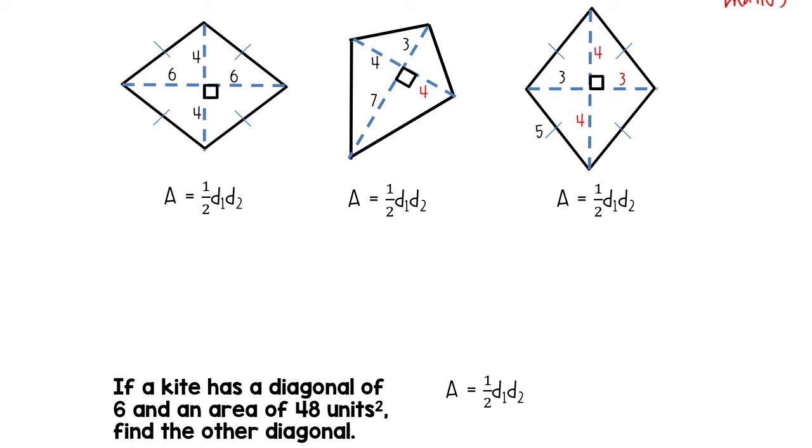So we've got this first one on the left. We want to know the area. 1/2 is 1/2. D1, this guy, 6 plus 6 is 12. This guy, 4 plus 4 is 8. We multiply these all together, and we get the total area of this figure is 48 units squared.